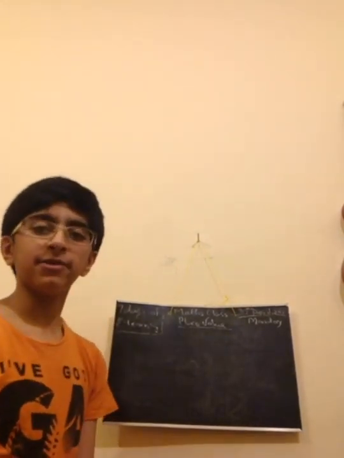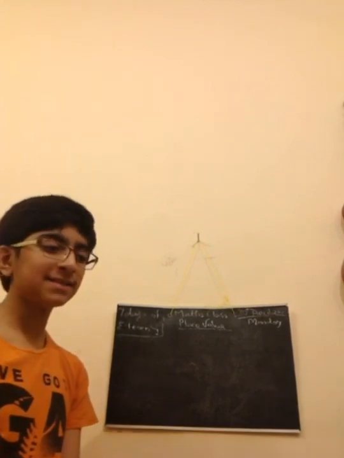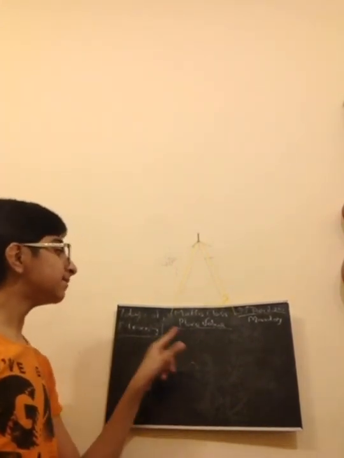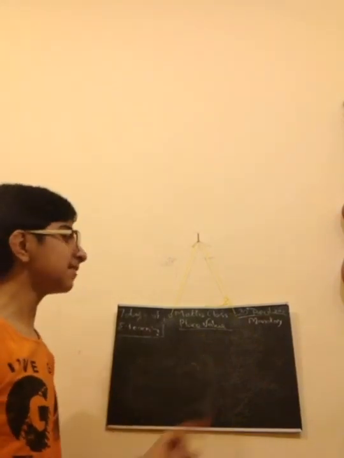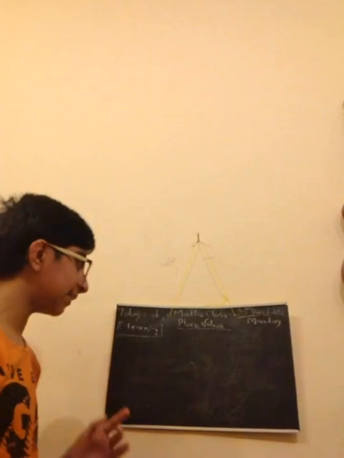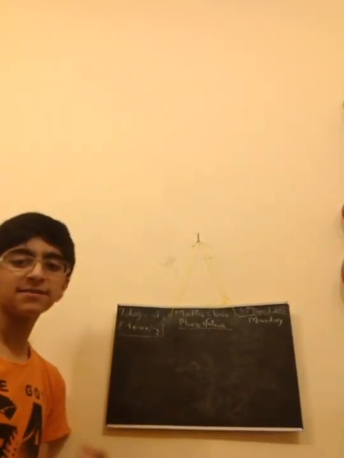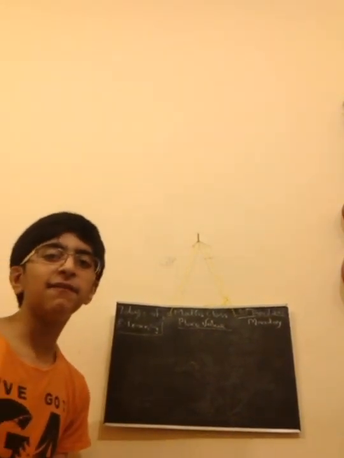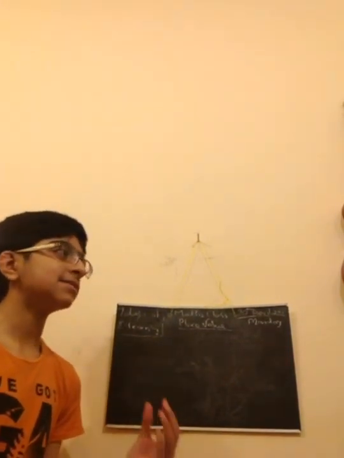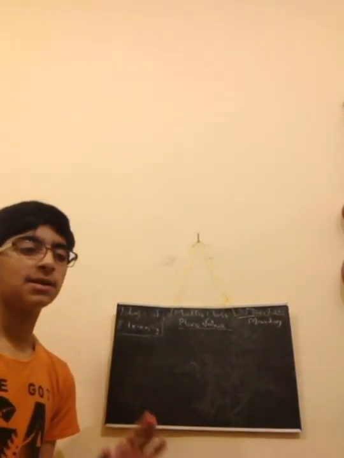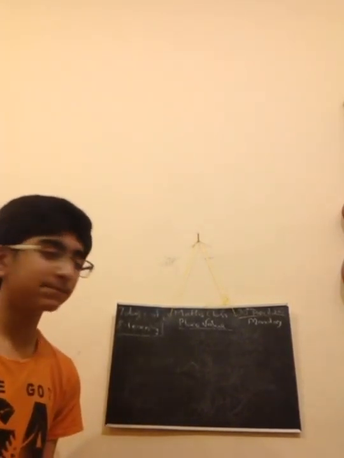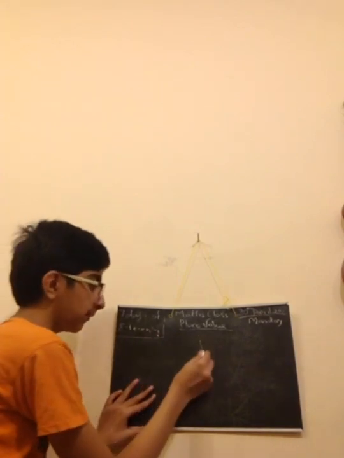So let me tell you that I am going to take today's maths class. And today's maths class topic is place value. So first we need to know what is place value. Place value is basically the value of a digit in a specific number according to its place or position in that number. Let me explain it a bit to you.